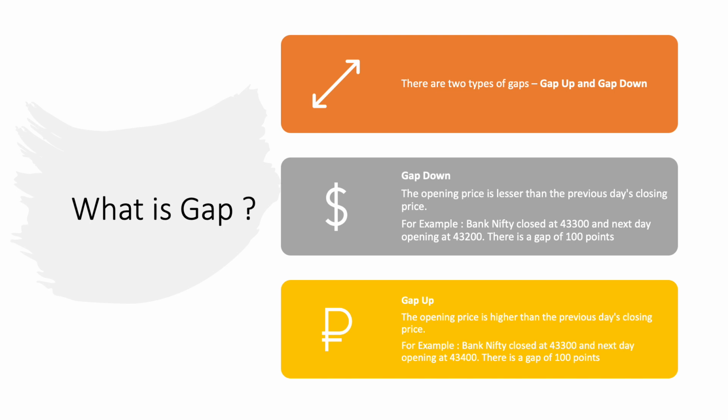So there are two types of gaps, gap up and gap down. You may be aware already. So what is gap down? The opening price is less than the previous day closing price.